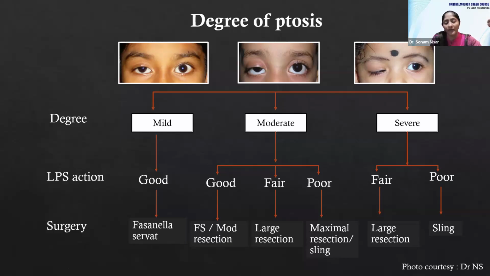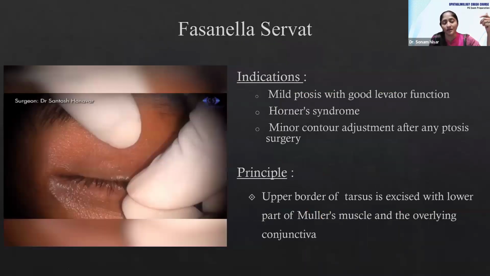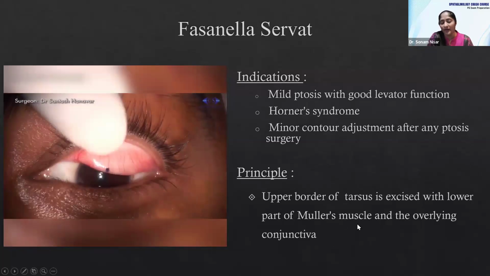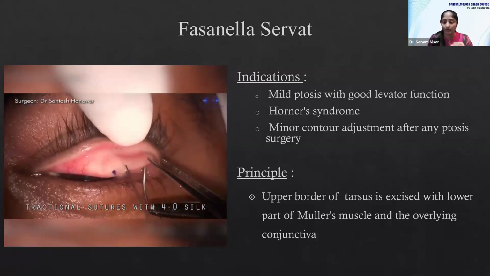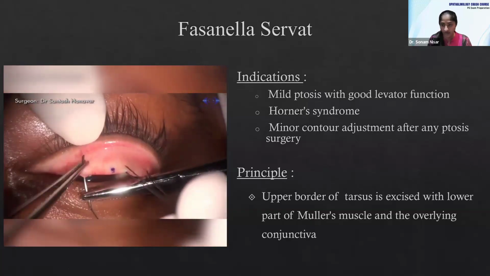With very poor LPS and severe ptosis, generally it's a frontalis sling surgery or a frontalis muscle flap that has been advocated. So now, what are the indications of Fasanella-Servat and what is the principle of Fasanella-Servat? I'll just quickly run through this video. So basically what you do is you invert the eyelid and you excise the tarsus along with the Müller's muscle and the overlying conjunctiva.